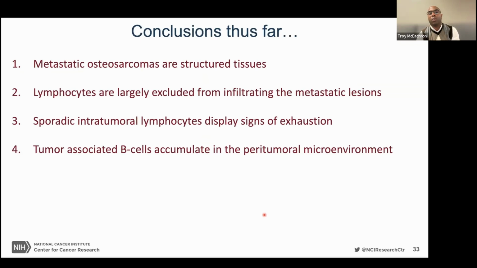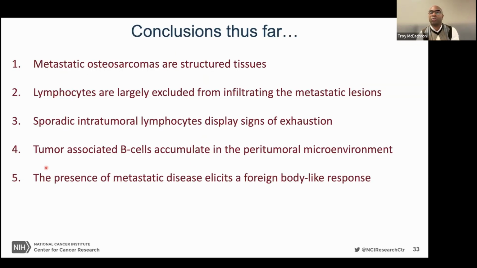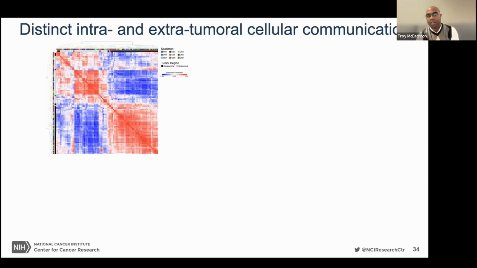So thus far, we have a variety of conclusions that I'll just go through quickly. These are structured tissues. Lymphocytes are excluded. Lymphocytes that are there tend to be exhausted. We have these tumor-associated B cells, and we're not sure what they're doing. And then we think that this metastatic disease elicits a foreign body-like response.